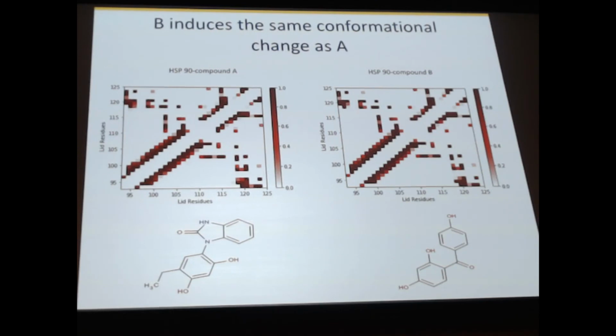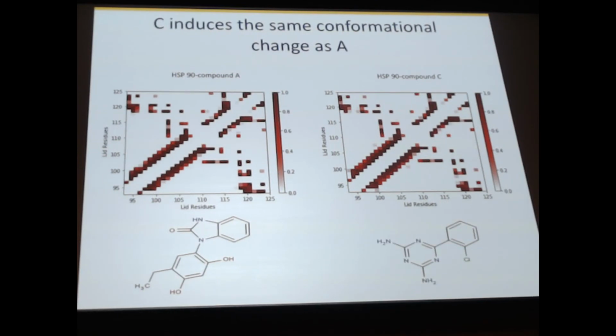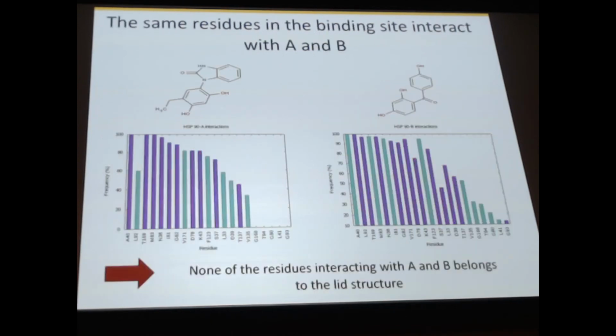Also, compounds B and C follow the same trend of residue-residue contact interactions as compound A. So the three ligands, A, B, and C, induced and maintain a closed conformation during the simulation. And since these ligands, belonging to three different families, mediate the same conformational rearrangement as ATP, we wanted to evaluate their different efficiency by evaluating the interactions in the binding site at the atomic level.